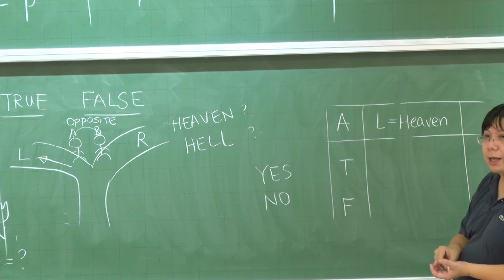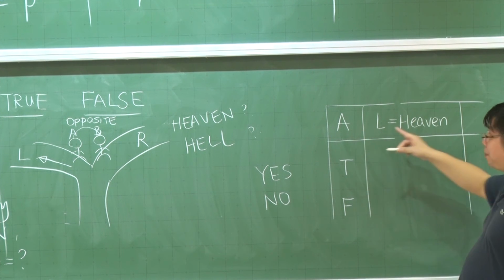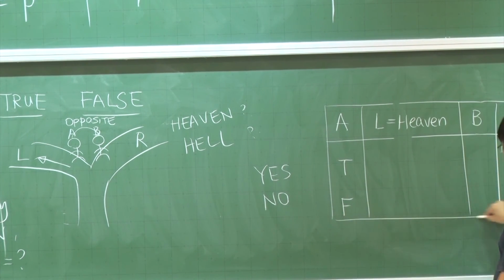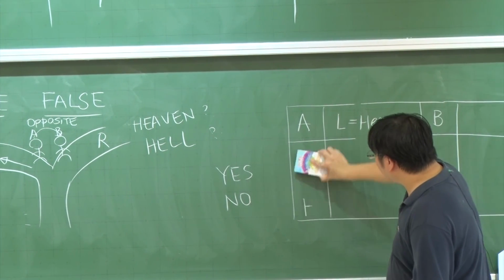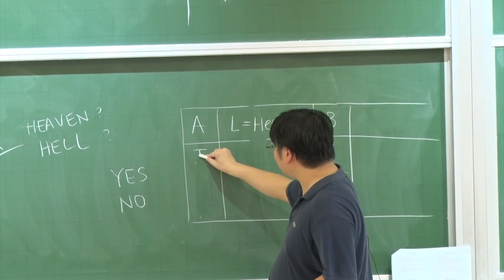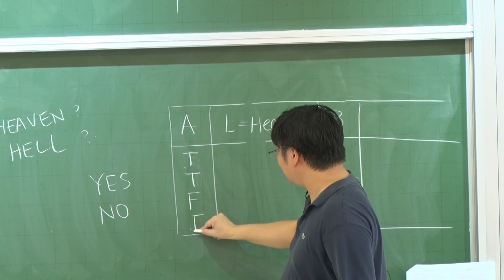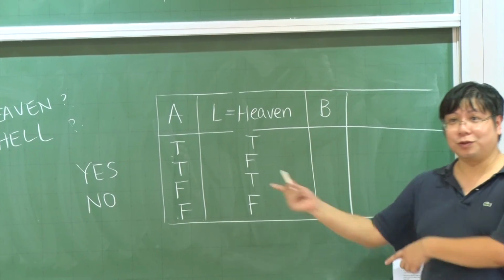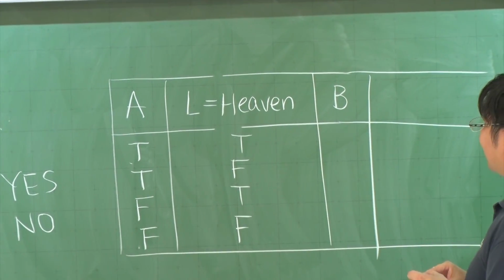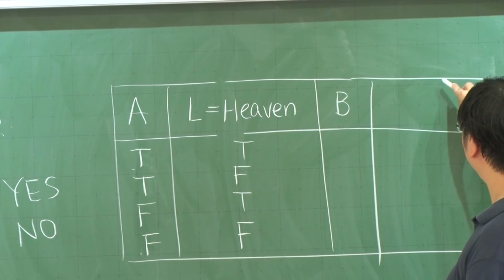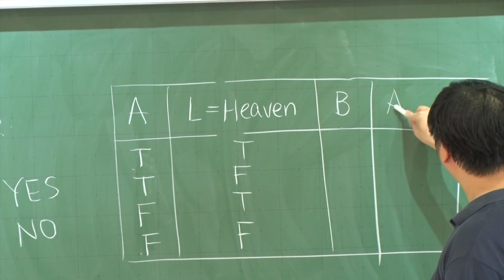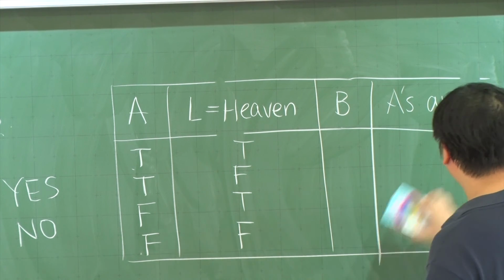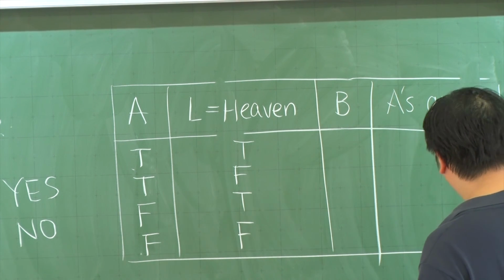Now, why don't I write down B here? Because B is actually dependent on A. If I know the type of A, then I know the type of B. So there are four cases that we should look at: true, true, false, false, true, false, true, false. This is the truth table. So these are the relevant cases that we should look at.